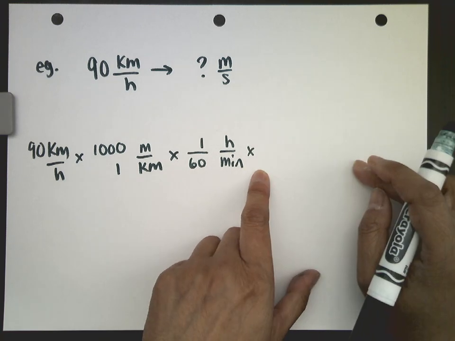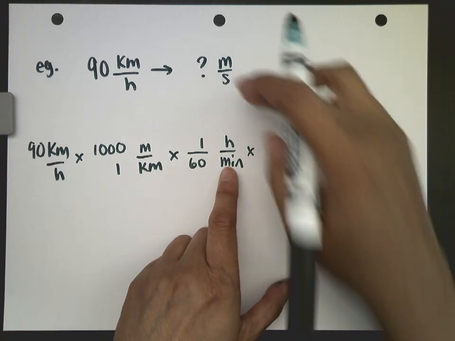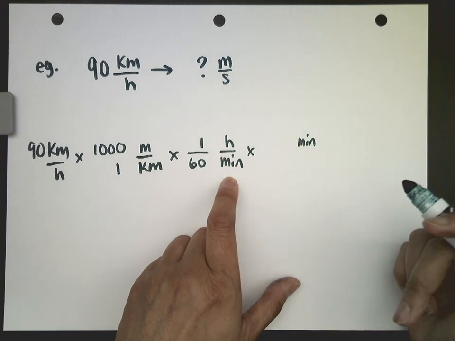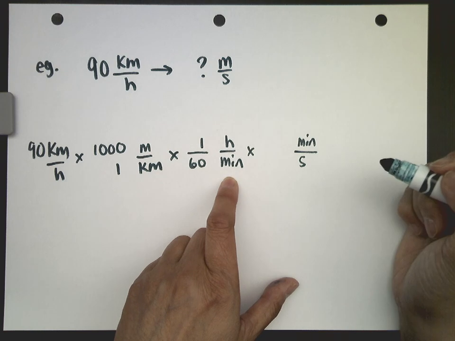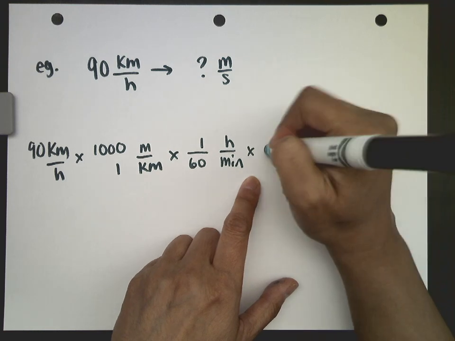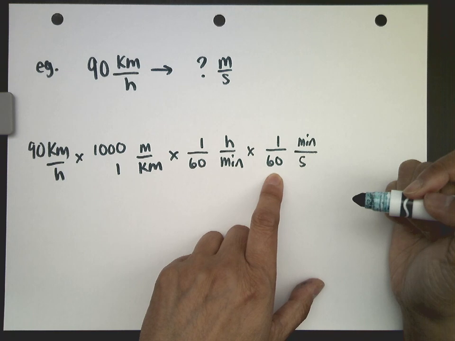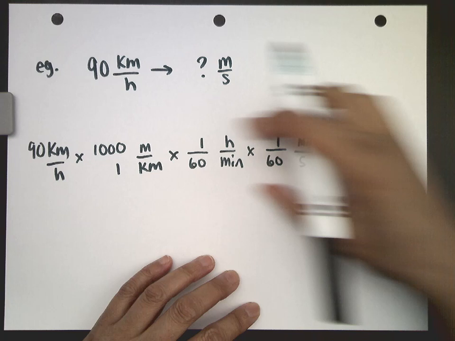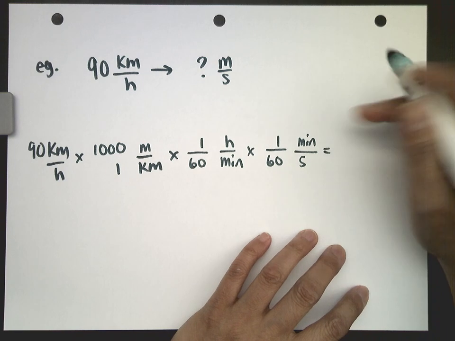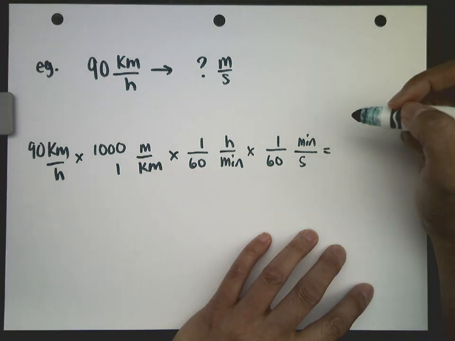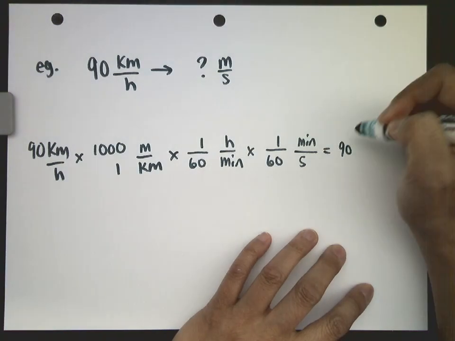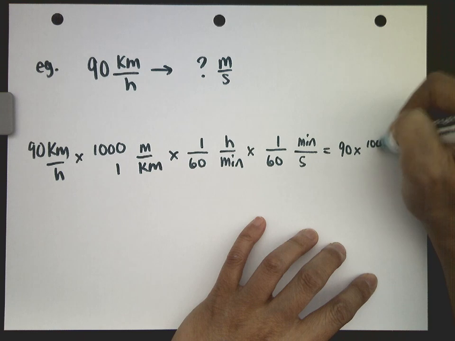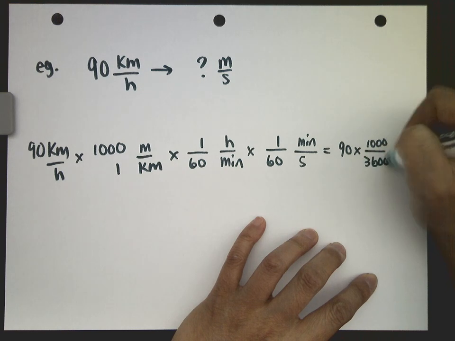Let's cancel that some more because we actually want seconds, not minutes. So I'm going to put minutes at the top to cancel out my minutes from the bottom, and I'm going to have seconds. So for every 1 minute, there is 60 seconds. Let's multiply everything through. I'm going to do this so you'll notice a really cool, neat trick. 90, times 1,000 over 3,600.